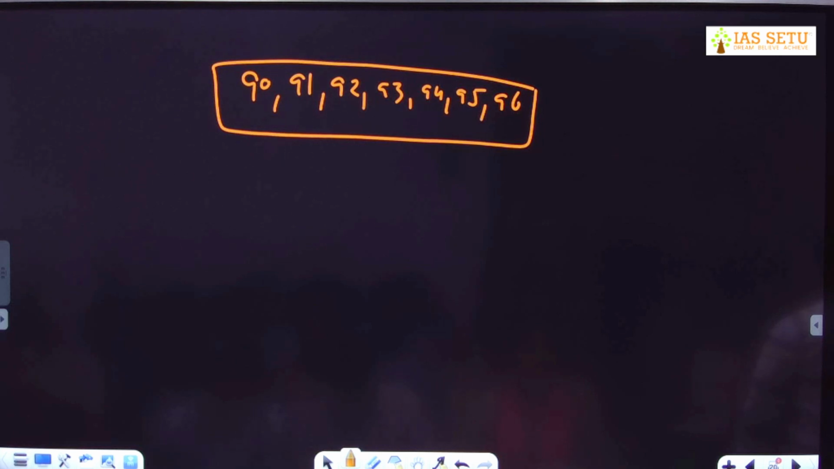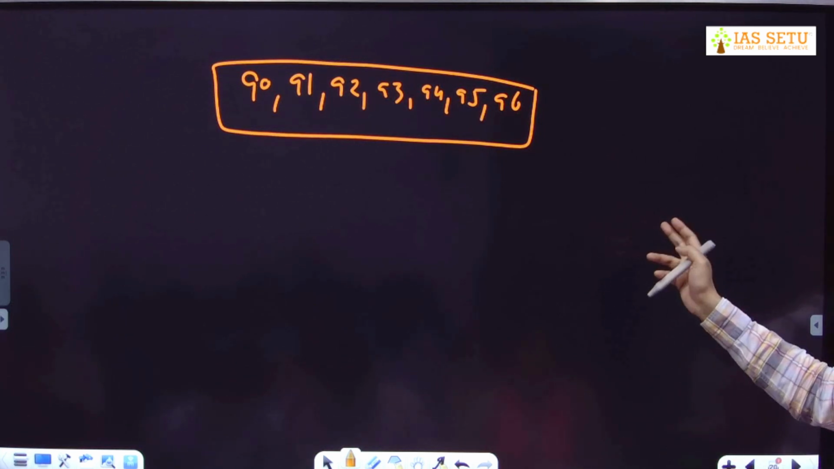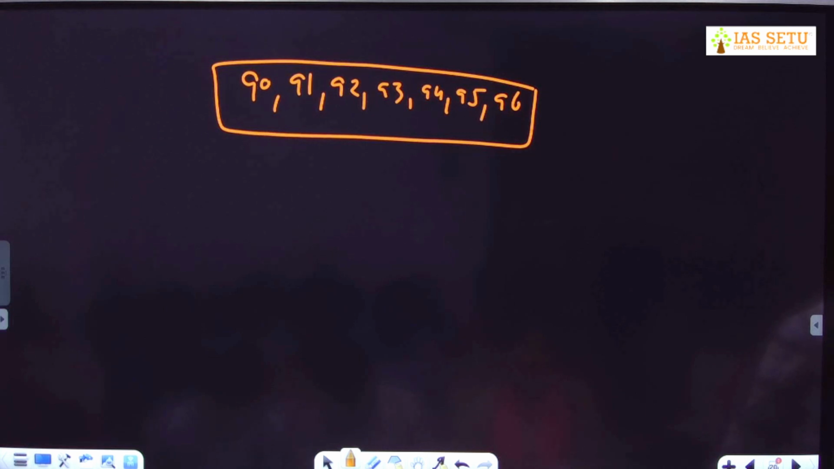7 consecutive 2-digit numbers which are composite numbers. Answer is 90, 91, 92, 93, 94, 95, 96. Now I give you this table.